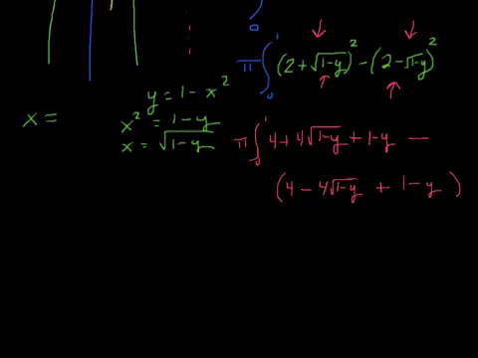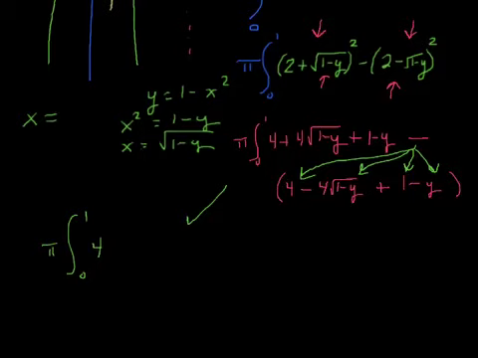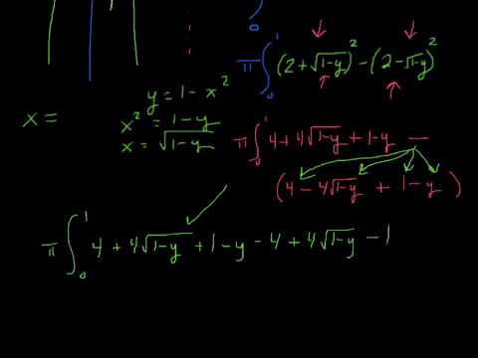Okay, but now I have to be careful. You have to distribute that negative to all of these terms. So I'm going to scoot it over too. So I have pi times 4 plus 4 square root of 1 minus y plus 1 minus y minus 4 plus 4 square root of 1 minus y minus 1 plus y. That's what I get when I distribute that negative to everything over there. All right, so I have a lot of things that I'm going to be able to combine.